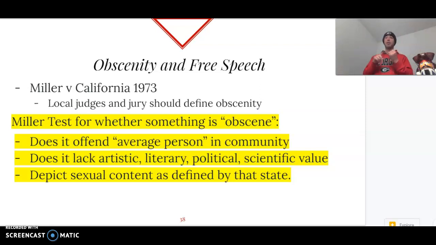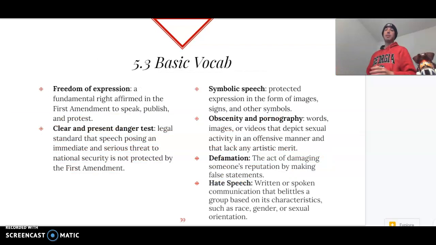Does it offend the average person? Average person, you get a lot of phrases like that in law that you may be like, what does that mean? And I would say, go to law school. Does it lack artistic, literary, political, and scientific value? And does it depict sexual content as defined by that state? Okay. All right. Some of our basic vocab that we covered, I just want to make sure that you see this. Please make sure that you know your test. Clear and present danger. You're going to need to know Miller test. I would also know time, place, and manner regulations. Please know those three.